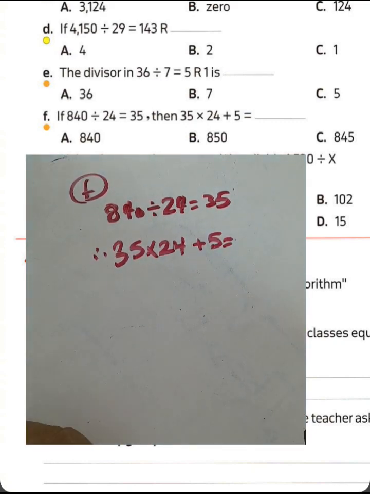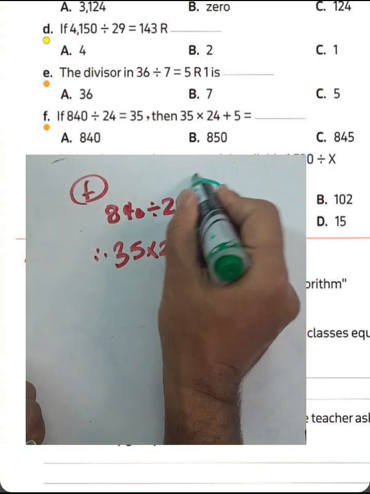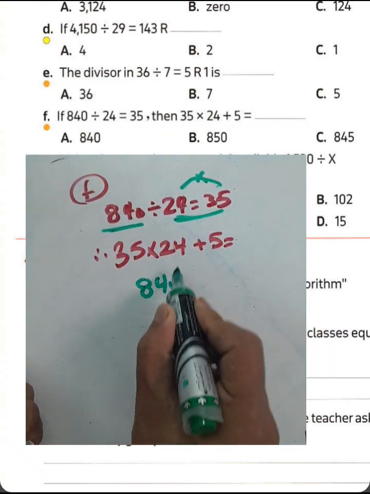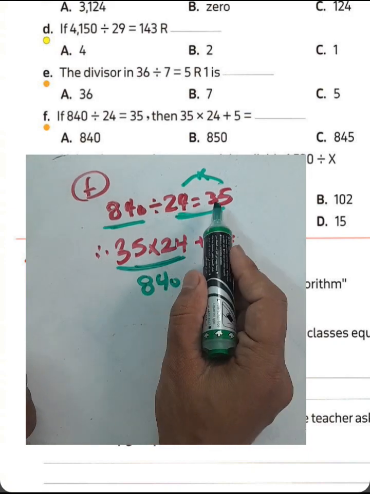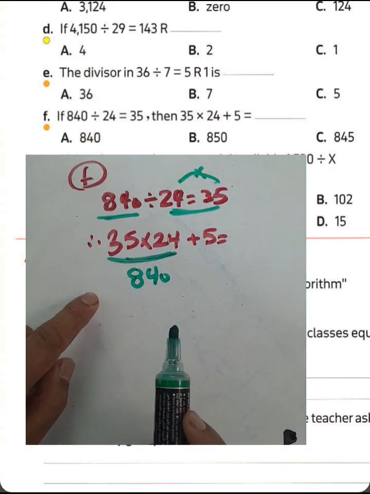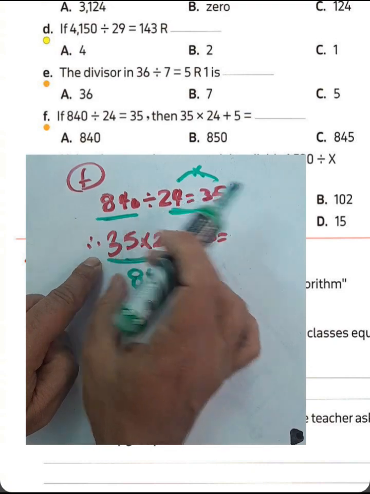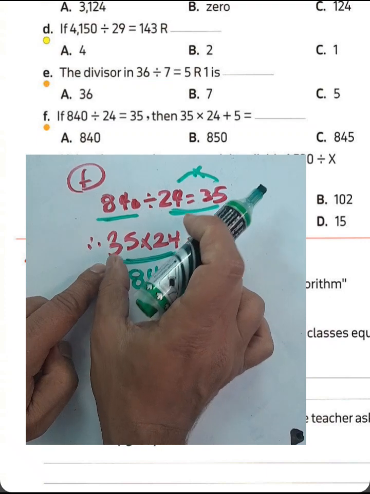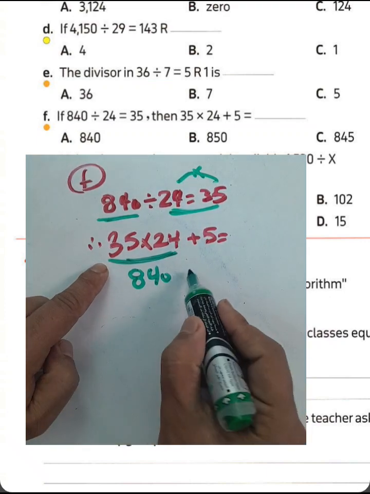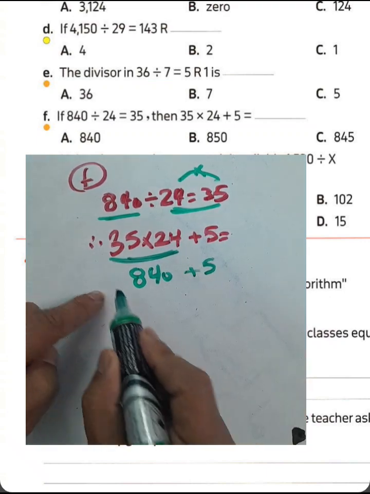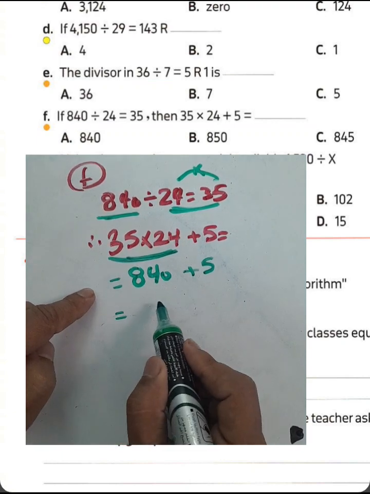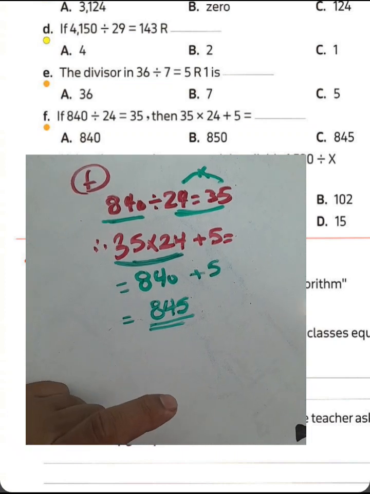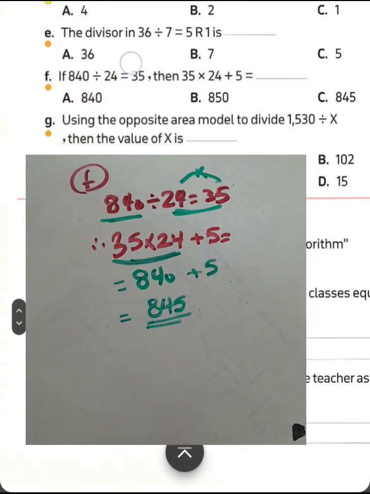Look with me here. 35 multiplied by 24, the result will be 840. The multiplication between the divisor and the quotient equals the dividend. So 35 times 24 equals 840. First we find the multiplication, and the next step is to add 5 to the result. 840 plus 5 is 845. Choose letter C for question letter F.